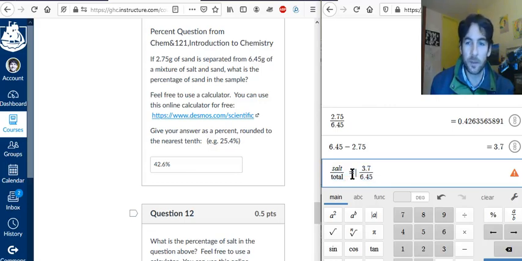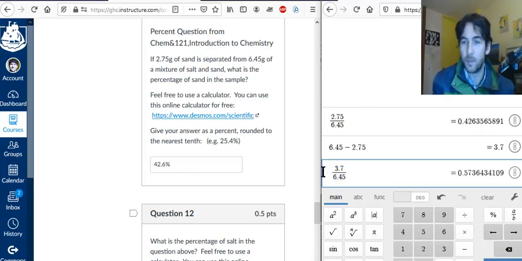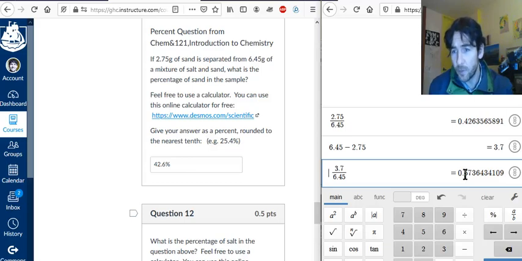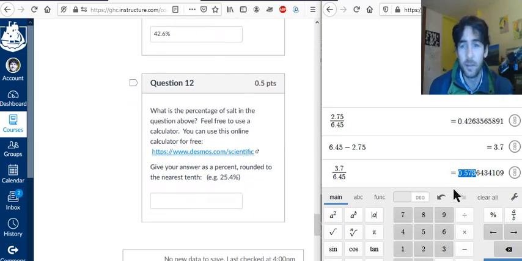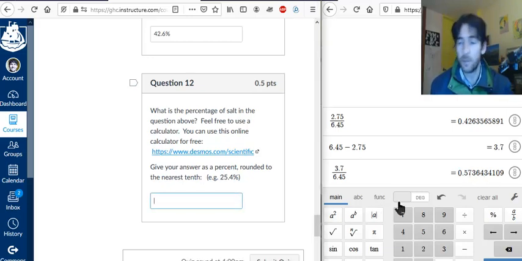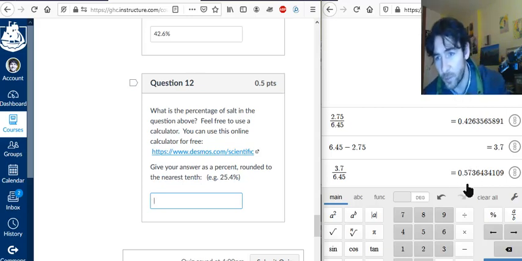I'll take the words out so I can see the answer here. That will give us the percentage of salt in the mixture. And it comes up as a decimal, 0.5736 and so on. We're going to first round that to the nearest thousandth, because we've got to give the answer as a percent rounded to the nearest tenth. To get a decimal to percent, you move the decimal point two spots to the right. So it's 57 point something percent.